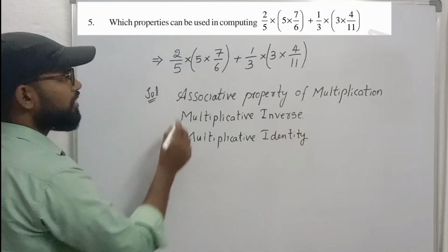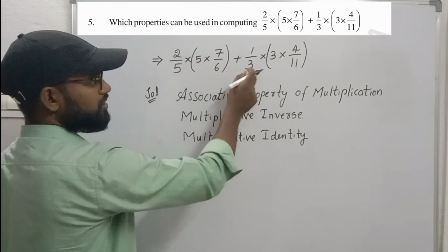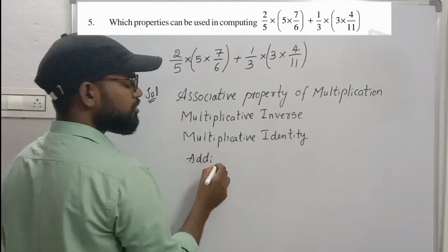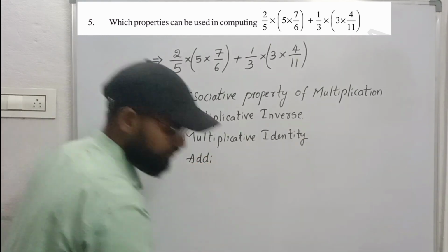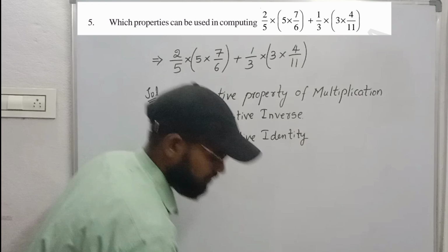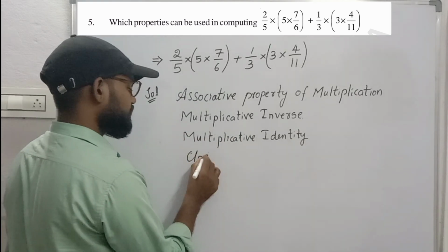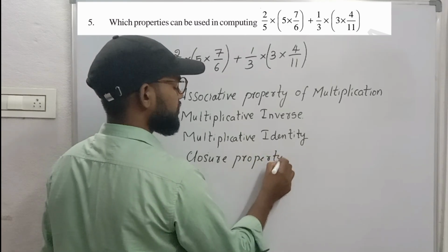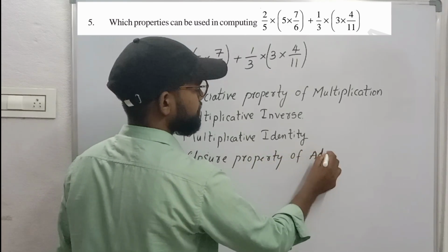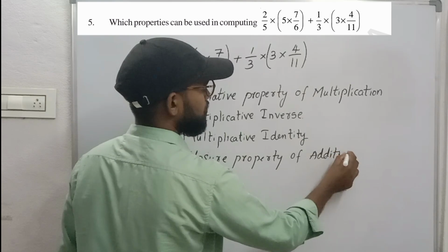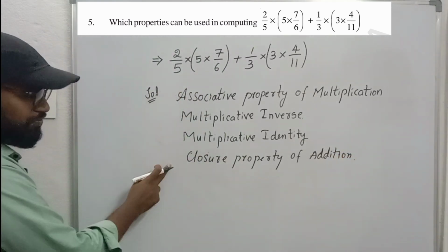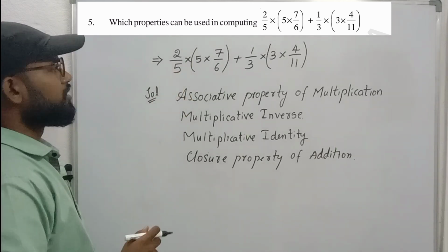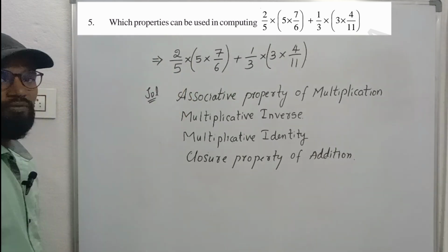Next one. Now, we have to add these two. This is nothing but the closure property of addition, right? So by using these properties we are going to compute, in the sense we are going to solve this problem. That's it. This is the solution for this problem. We will go for the next problem.